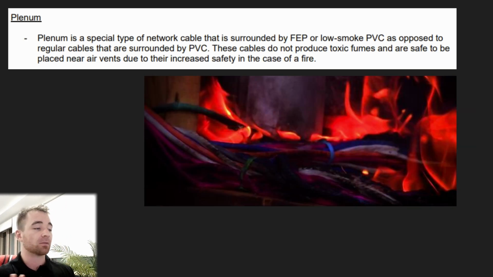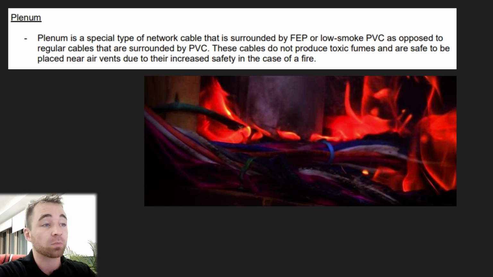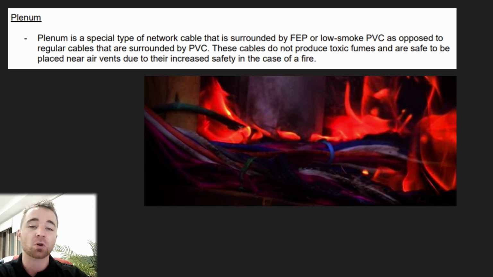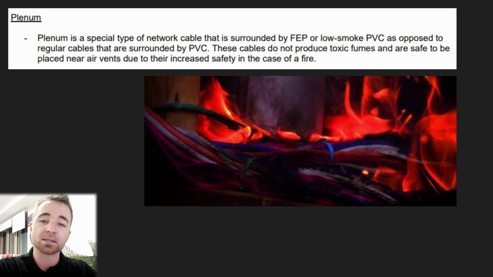Now, the image here is of fire. There's smoke, and that's exactly what plenum is for. Plenum is a special type of network cable that is surrounded by, you don't need to know the specifics, but it's surrounded by a certain type of material that does not release toxic smokes or toxic fumes into the environment. And that means if there's a fire, it's not going to put people at an unnecessary risk.